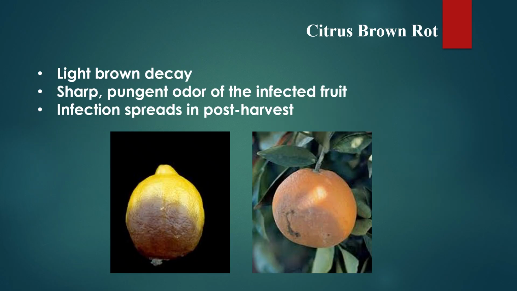The last Phytophthora disease that we will talk about is citrus brown rot, which poses a major threat both in pre- and post-harvest fruit quality. The infection typically occurs when the zoospores from, for example, the soil come in contact with the fruits, especially during periods of high humidity and excess soil moisture.